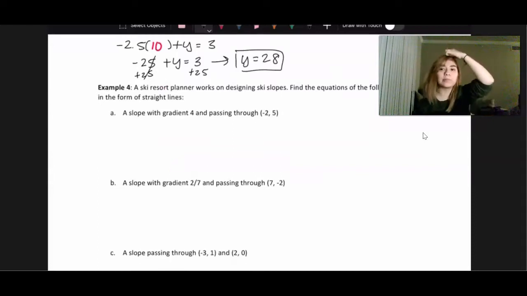Example 4, I'll try to go a little bit faster. I know the video is already getting up to that 20-minute mark. Once again, feel free to skip around if you need to. Put me on 1.5 speed, 2 times speed.